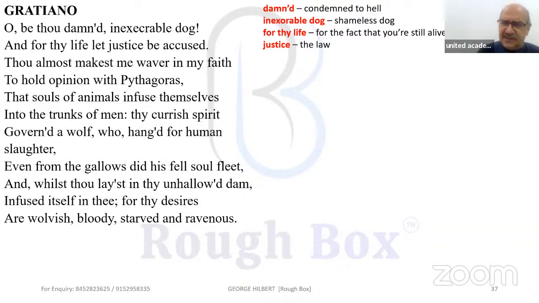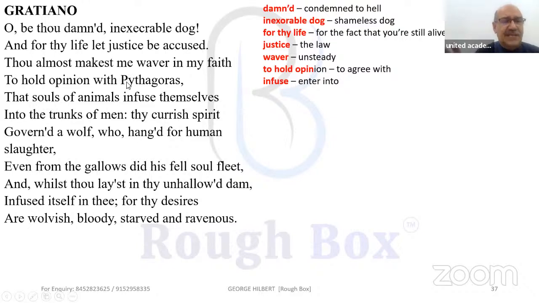Thou makest me waver in my faith. Okay? You make me unsteady. You make me doubt my own Christian faith, my own Christian religion, to hold opinion with Pythagoras. You make me want to agree with what Pythagoras said. And what did Pythagoras say? The souls of animals infuse themselves into the trunks of men. The souls of animals occupy the trunks or bodies of men.